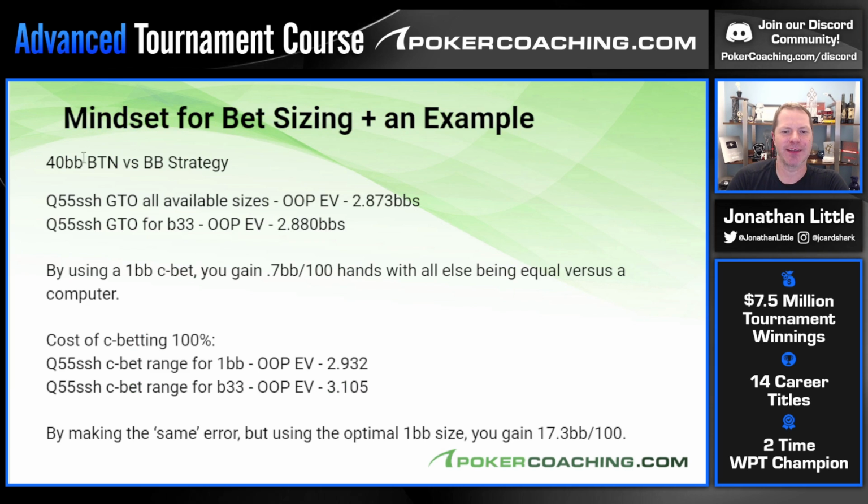For example, let's take a look at a spot where we're 40 big blinds deep, button versus big blind. Okay? We raise button, big blind calls, flop comes queen 5-5. GTO strategy for all available bet sizes. If we let the solver use all bet sizes, we ran it with a bunch of numbers. The out of position player's EV is 2.837 big blinds. That's the big blind. Okay?